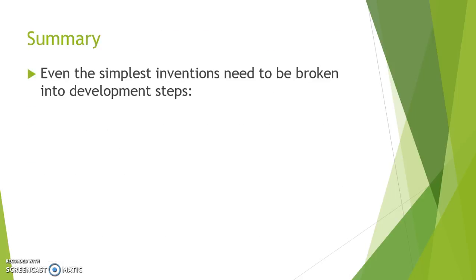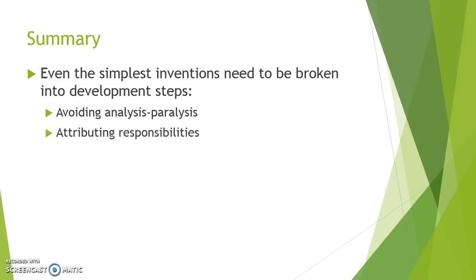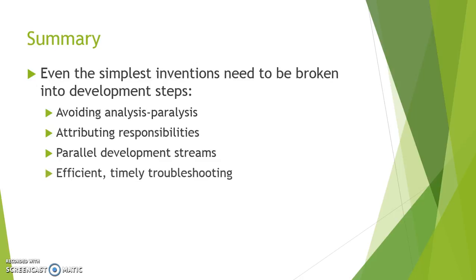Okay, to summarize, even the simplest of our inventions need to be broken into development steps. This helps us with analyzing the overall project. Some people call it analysis paralysis, where we spend days trying to appreciate what a project needs to be. It helps with attributing responsibilities, breaking the project up to its individual teams. Parallel development streams are much faster. We don't wind up waiting for a given thing to be delivered before we can start on the next thing. And perhaps most important, troubleshooting is much, much more efficient.